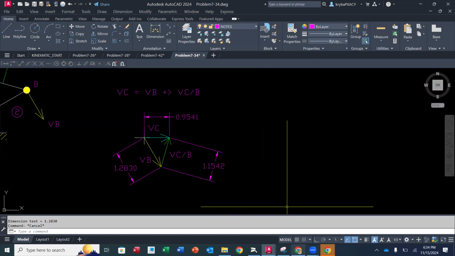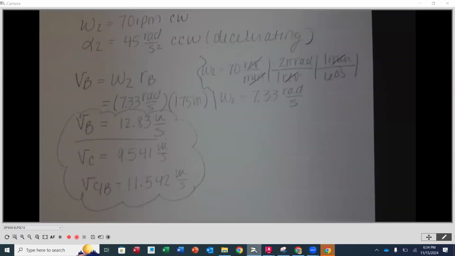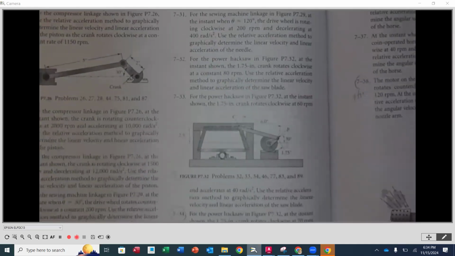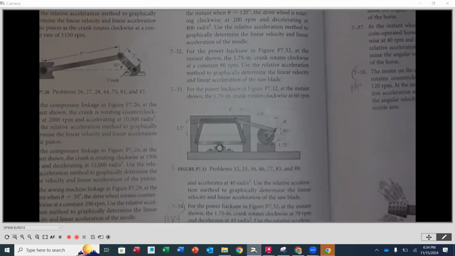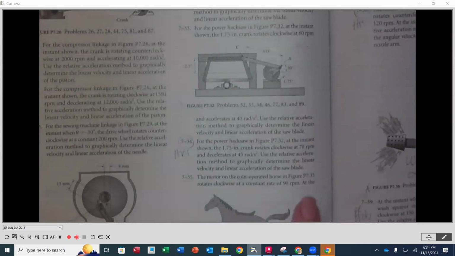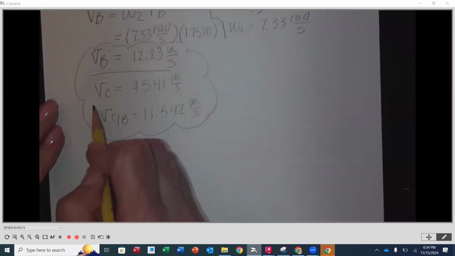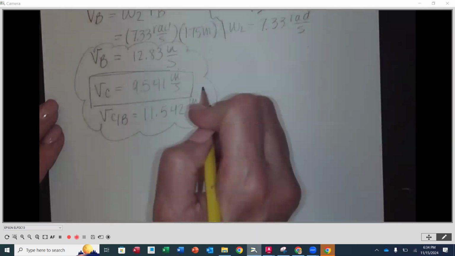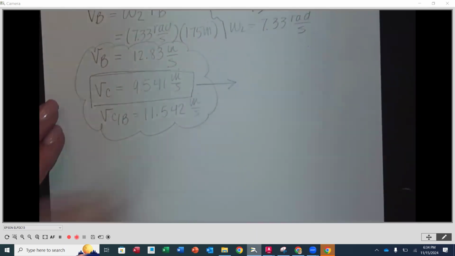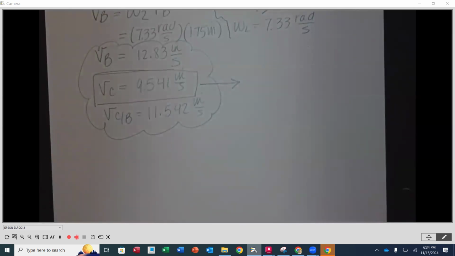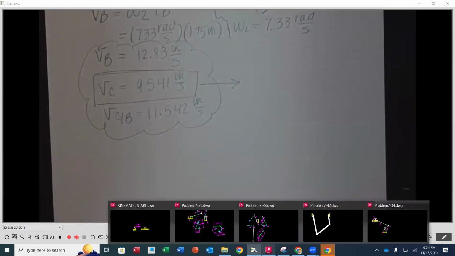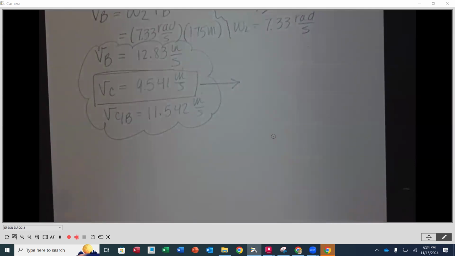So if we look back at our problem, for number 34, it wanted to know the linear velocity of that saw blade. Our velocity at C is the linear velocity of that saw blade, okay? And it's going to the right, so it's in that direction. So that's the first part of this problem, the linear velocity value. Now we need to find out the acceleration, the straight line acceleration of that very same link. And we're going to use the relative acceleration equation for that.